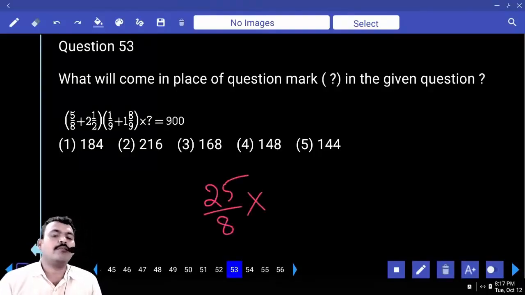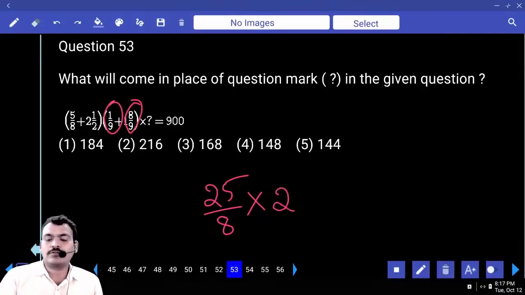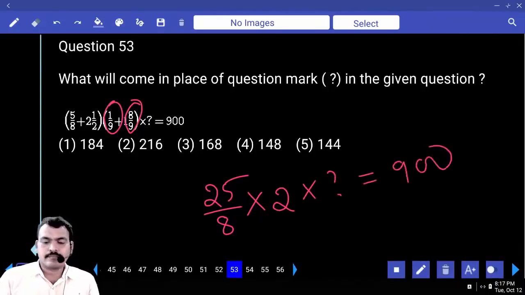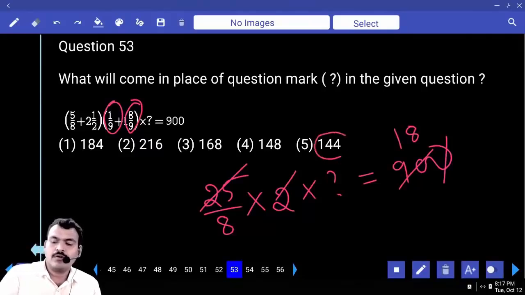Next, 1 by 9 plus 8 by 9. 8 by 9 plus 1 by 9 means 1. 1 plus 1 is 2. Into 2, or not? Into something, it is equal to how much value? 900, or not? 25 into 2 how much? 50. The 0 will be cancelled, or not? 5 how many times 90? 18 times. 18 into 8. How much? 144.